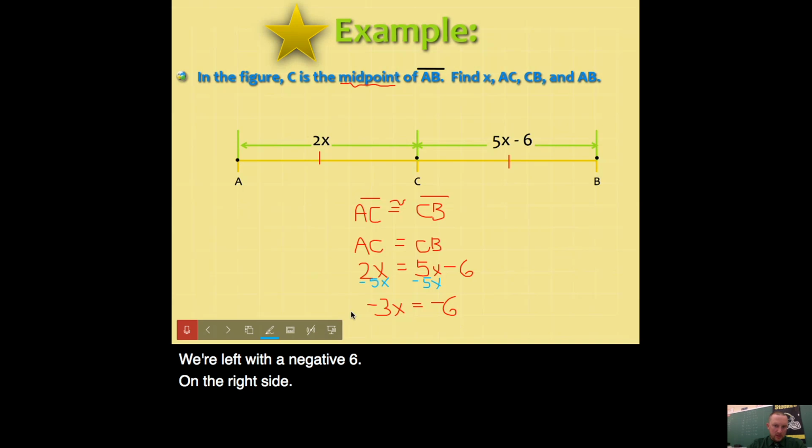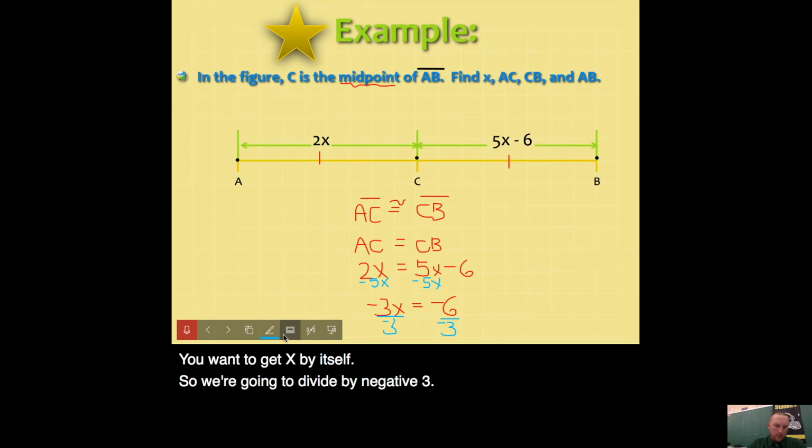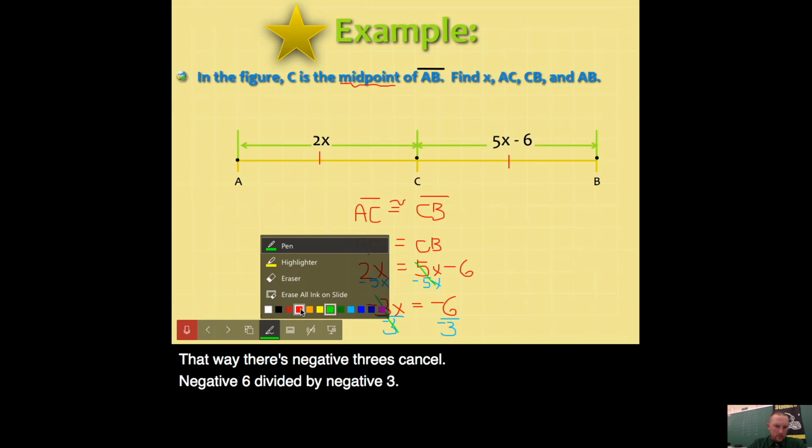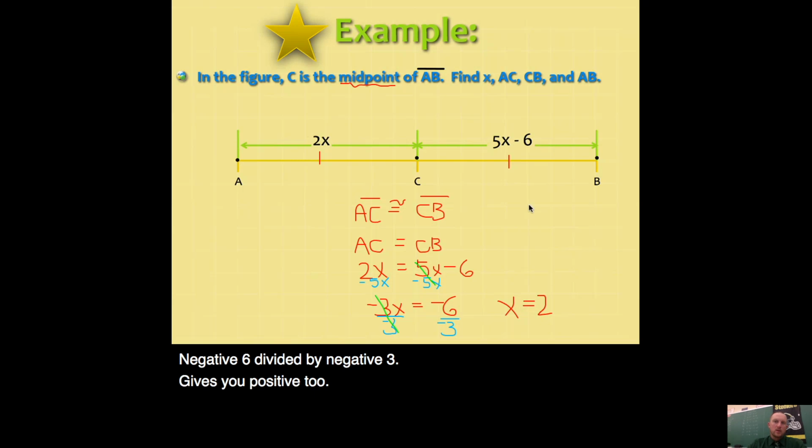You want to get x by itself. So we're going to divide by negative 3. That way those negative 3's cancel. Negative 6 divided by negative 3 gives you positive 2. So that's our x value. That's our mystery number.